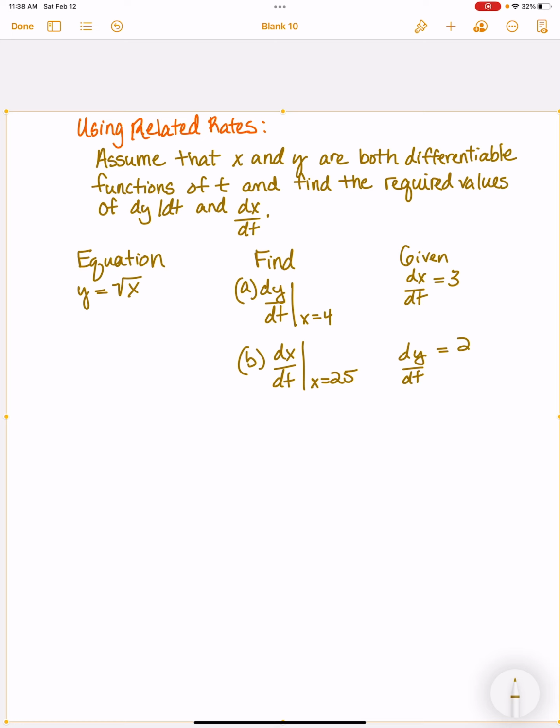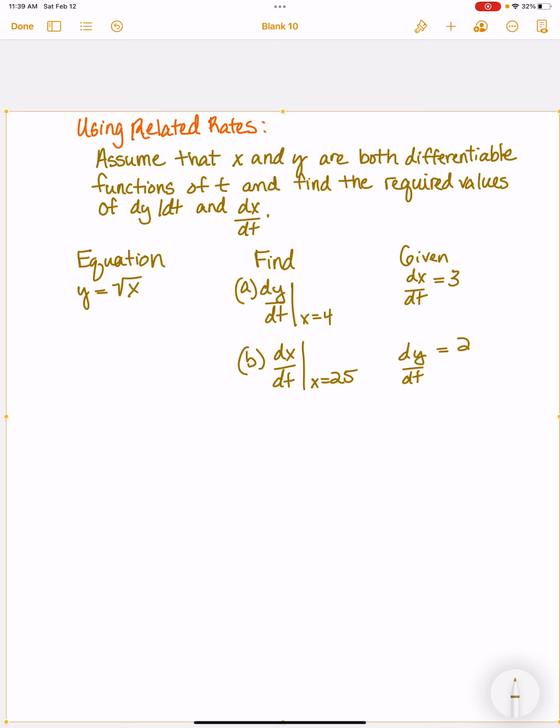It says, assume that x and y are both differentiable functions of t and find the required values of dy/dt and dx/dt. So it tells us to assume that they're both differentiable functions of time. We'll see when we do the word problems, it's more implied that we're talking about that, but we are practicing the groundwork of how to do that. So we're given this equation, and it says y equals the square root of x.